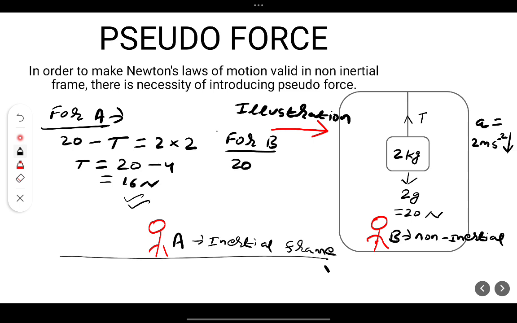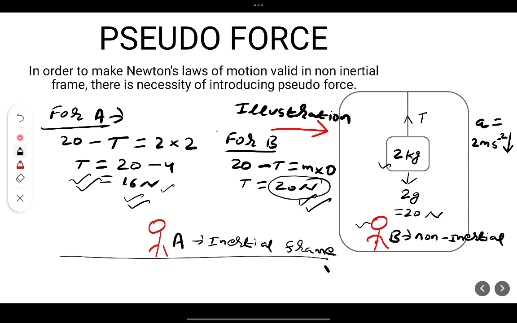So 2g means 20 Newton minus T is equal to mass into acceleration. Acceleration is 0 because with respect to this person, this block is at rest. So what T value will he get? 20 Newton. You can see these two different values of T. Since 60 Newton is correct, 20 Newton is wrong.